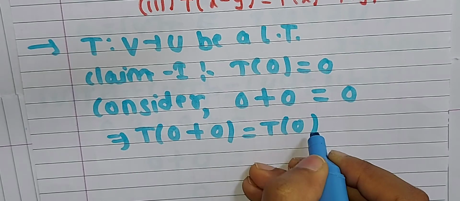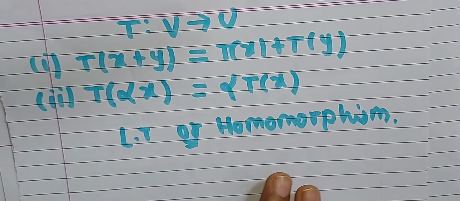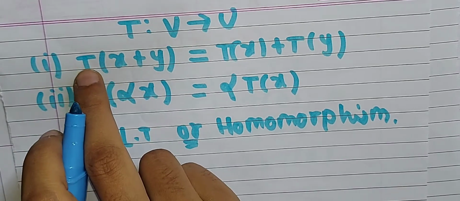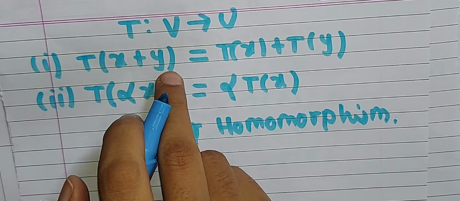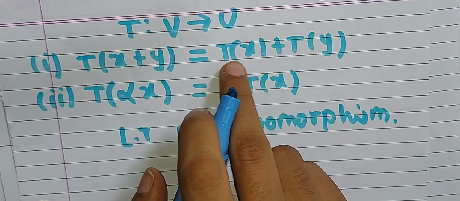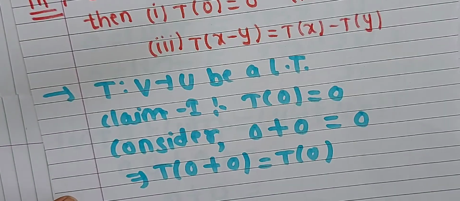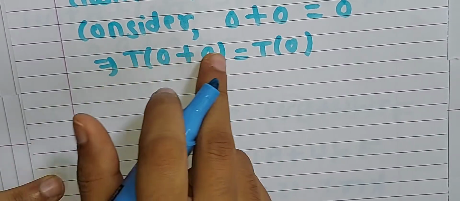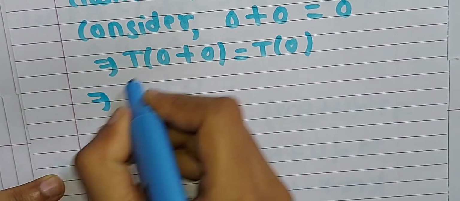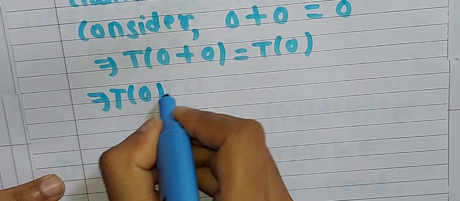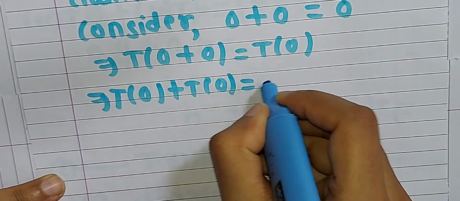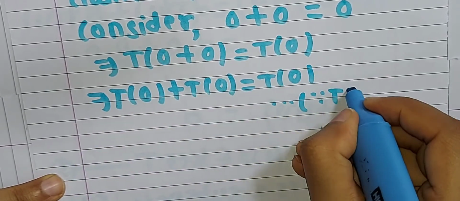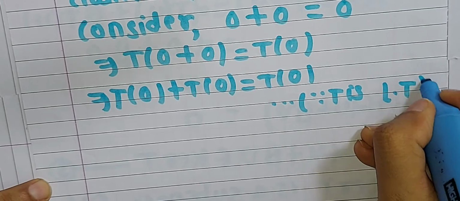And as we have already discussed, if T is a linear transformation, then we have these two properties, that is if we have T of x plus y, then we can split it as T of x plus T of y. Similarly, now in place of x and y, here we have 0 plus 0, therefore with the definition we can write T of 0 plus T of 0 is equal to T of 0. This is possible just because T is a linear transformation, which is our given condition.